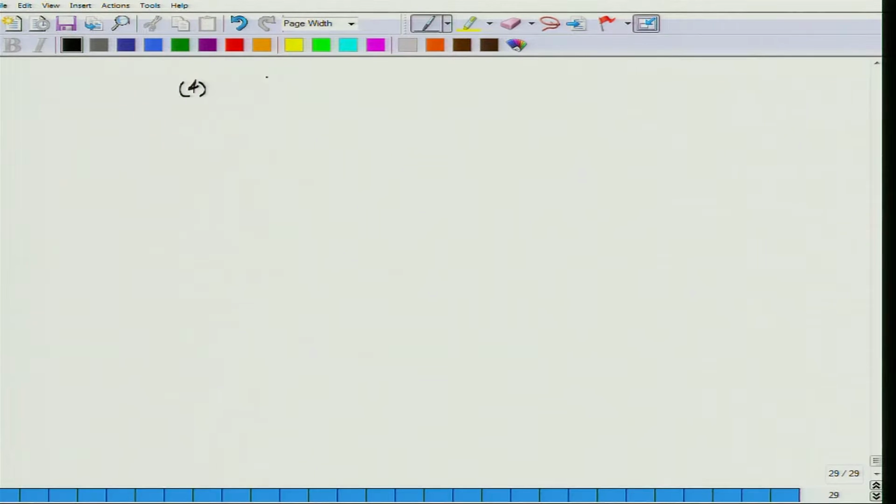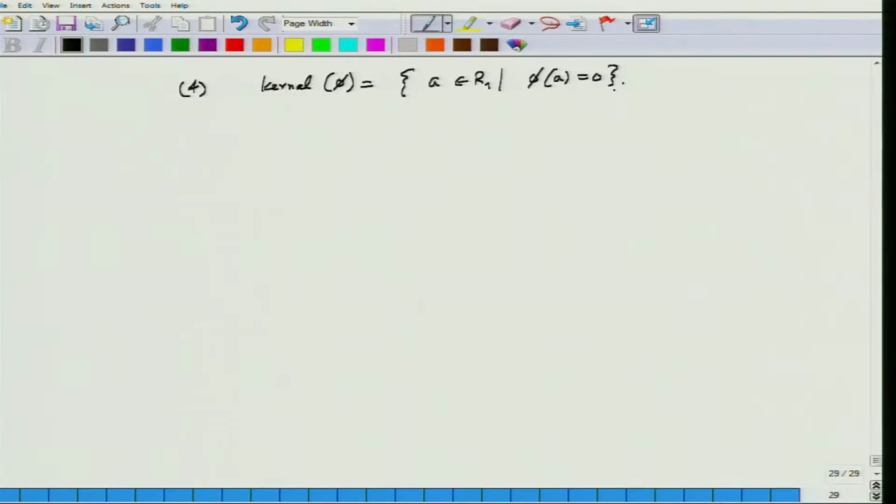Now consider the kernel, again exactly as defined for groups. Consider all elements of the ring R1 which are sent to 0 by phi. This was the same definition. And actually here we can define it in probably two different ways, since there are two identity elements: all those a's which are sent to 0, or all those a's which are sent to 1. But defining it for 0 makes a lot more sense, as we will see.